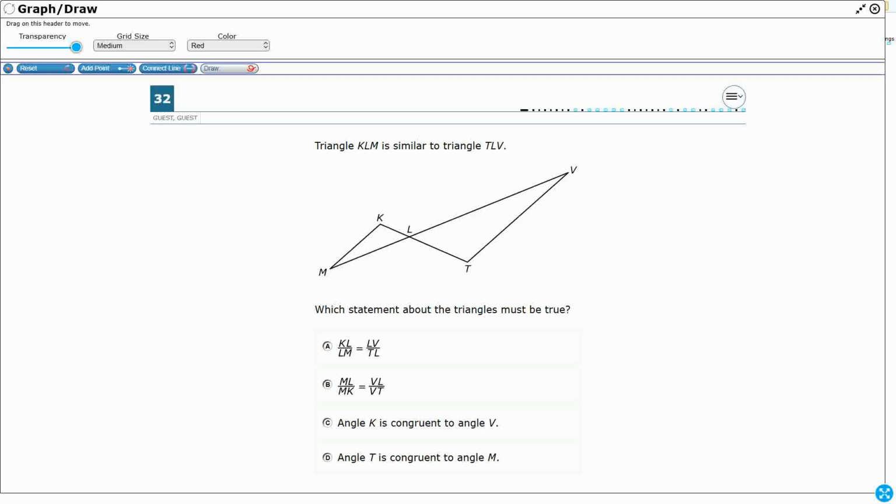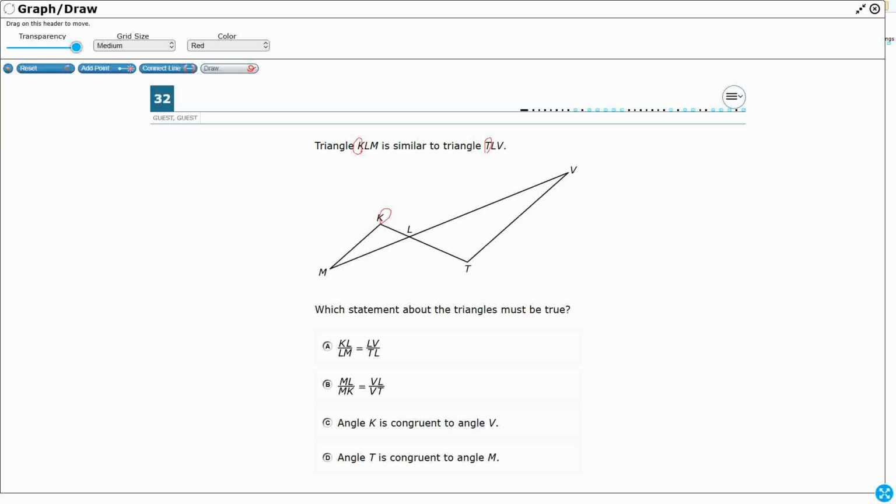All right, so we've got two different triangles. We need to find a statement that is true. Now notice the order here. Look at this. KLM is congruent to TLV, so they're inverted. So let's use our colors to note the orders. K and T are first. And so the order matters when we're listing our two inverted triangles. I'm going to go to blue. L is second. L is second. L is the exact same.